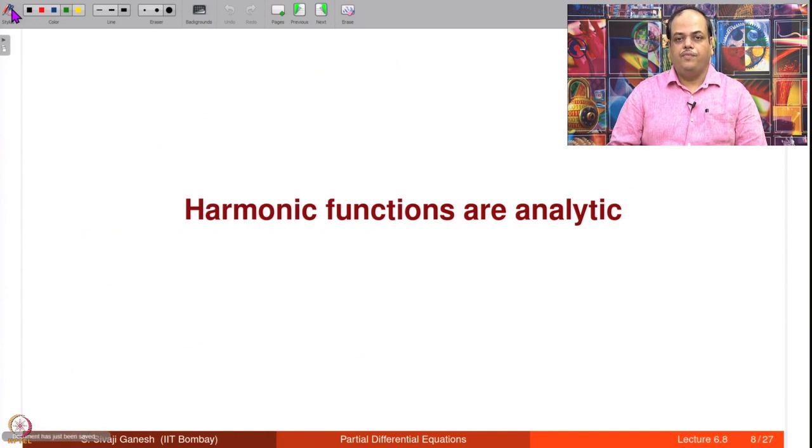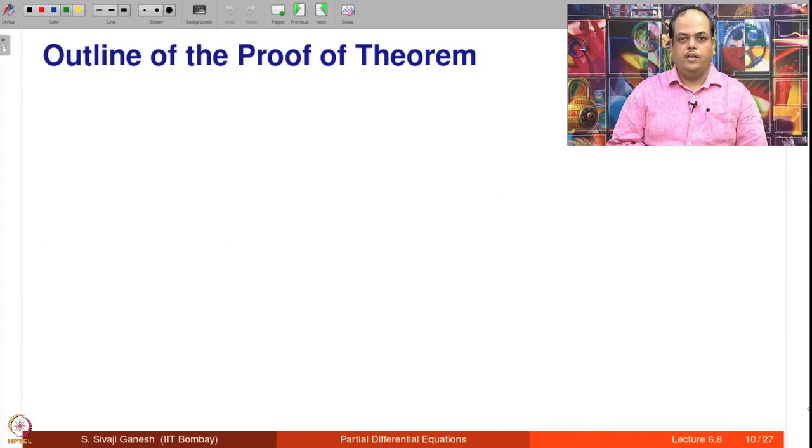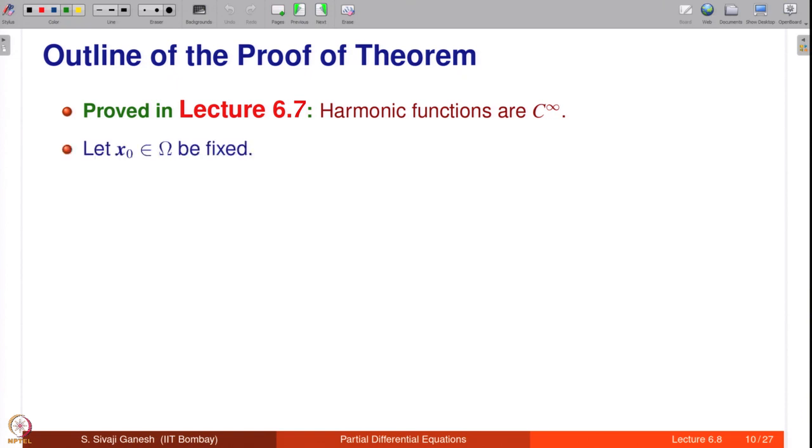Now, let us show harmonic functions are analytic. Let u be a harmonic function defined on a domain omega in R2, then u is analytic. What is the meaning of analytic? Given any point in omega, there is a disk around that point on which u has a Taylor series representation. Outline of the proof of the theorem, we are not going to prove the theorem itself. So, we proved in lecture 6.7, harmonic functions are C infinity.